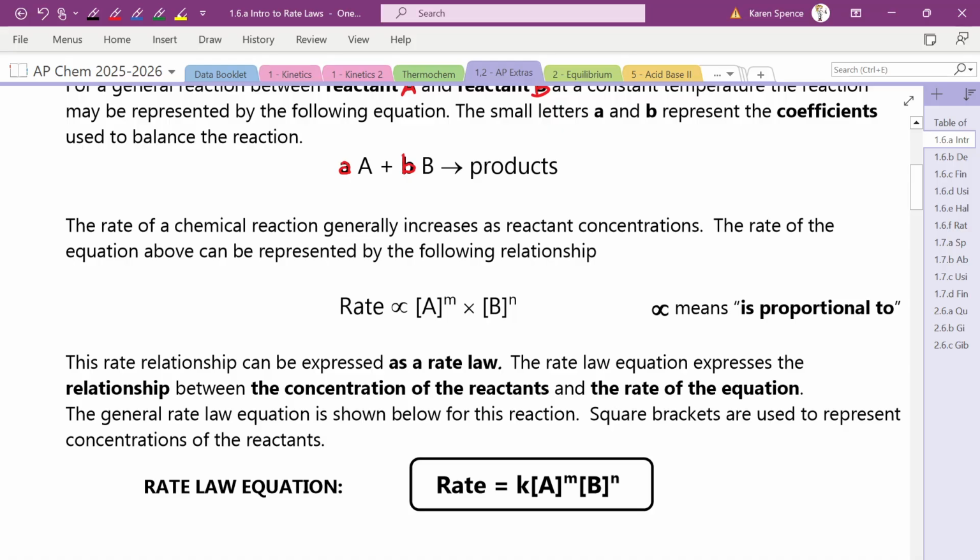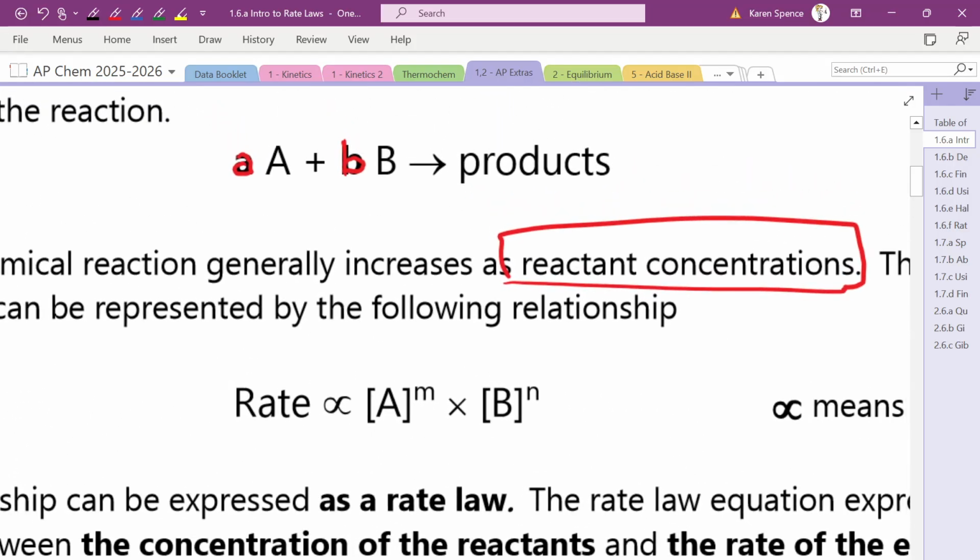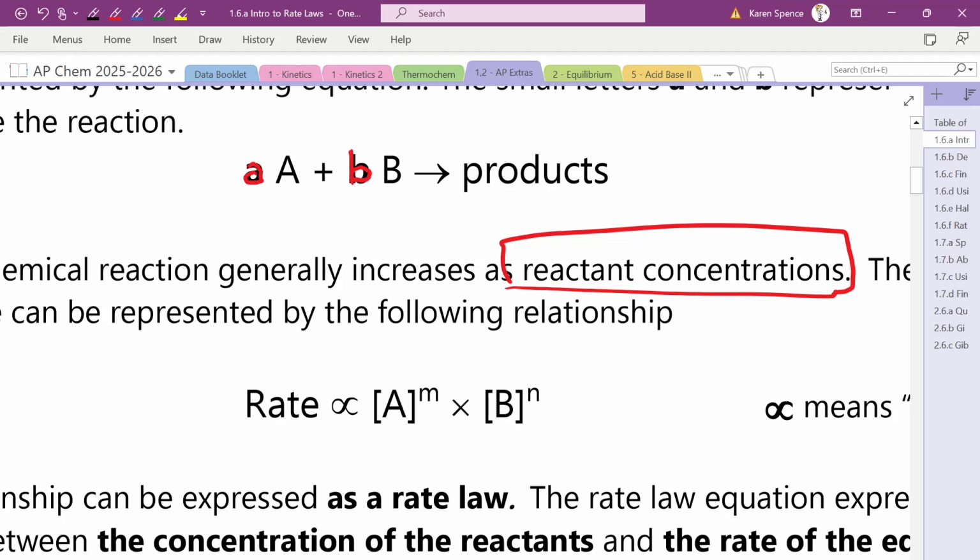All right, now, rate increases as reactant concentration increases, but by what factor? Rate is proportional to A to the m times B to the n. And do you notice what these little numbers, the m and n, are not? They're not the coefficients of A and B.